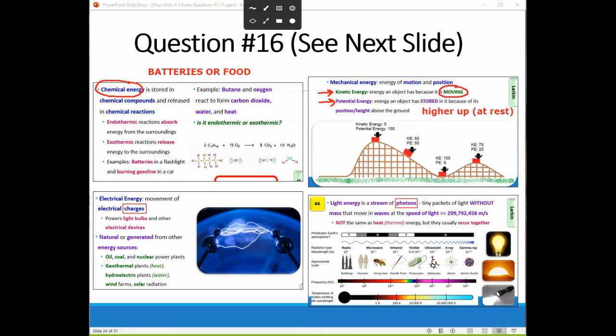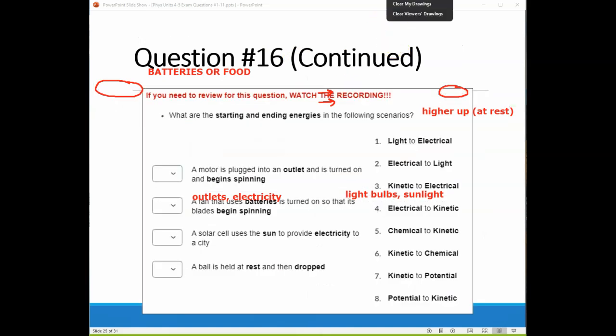Electrical energy is the motion of electrical charges. So this is going to come from things like outlets, right? Outlets or electricity. All of those things have electrical energy. And then over here we have light energy. Light energy is the energy of light, of photons. So this could come from light bulbs or, for example, sunlight. Okay, so now that we have that background information, we should be able to do question number 16.